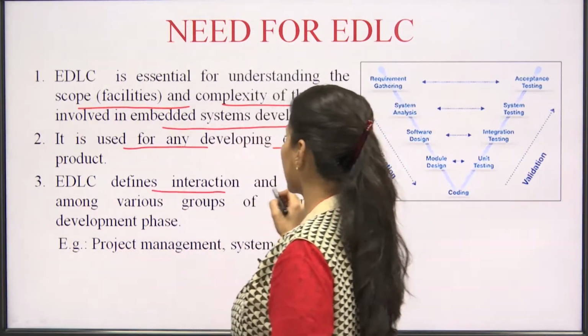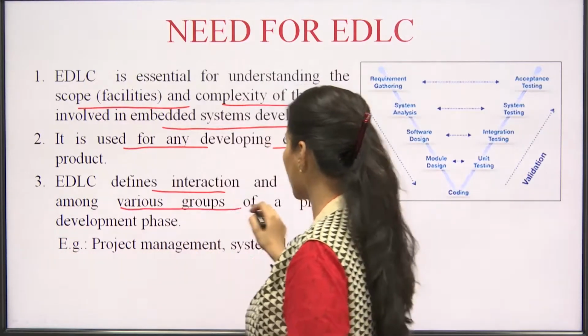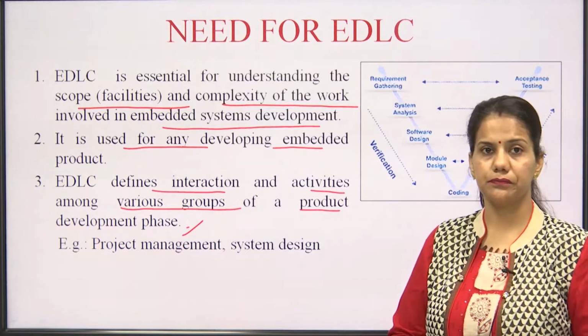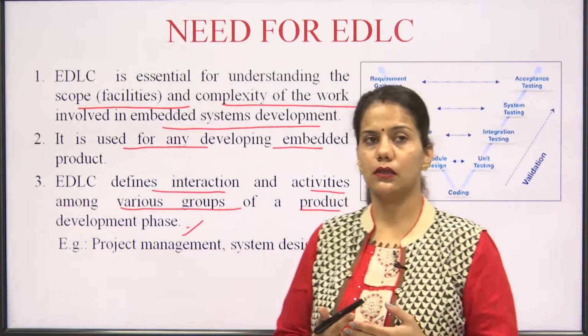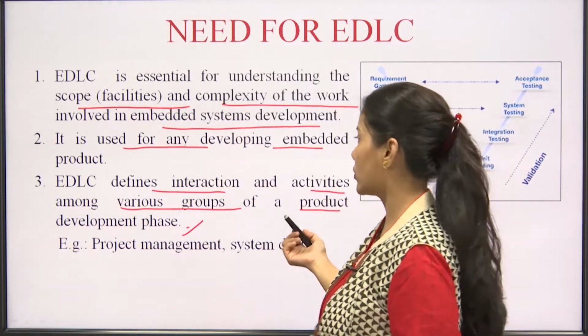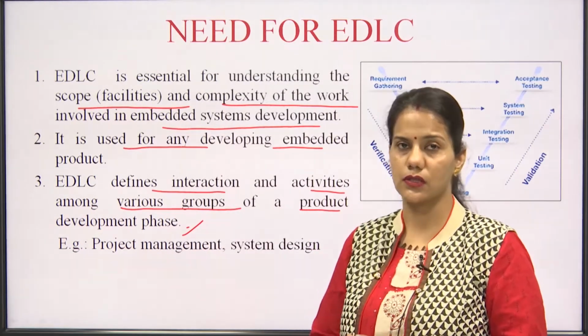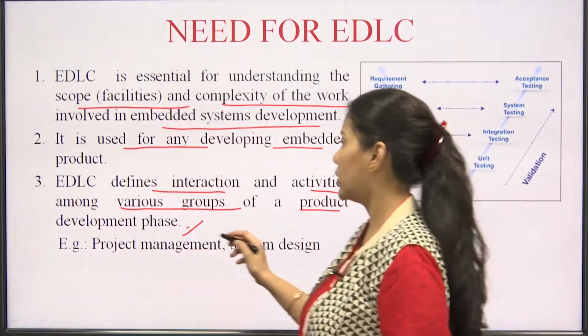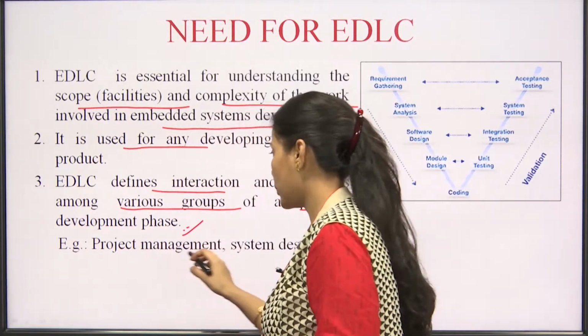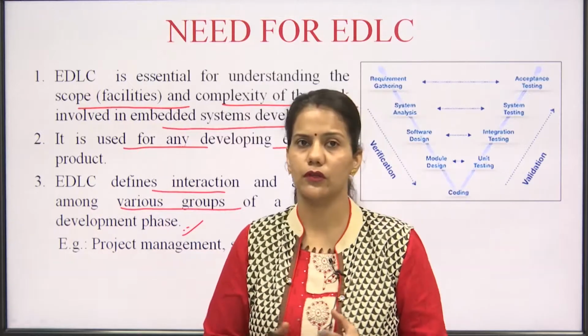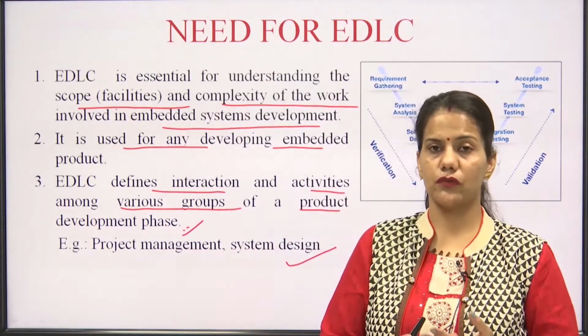EDLC defines interaction and activities among various groups of the product development phase. So, this is what the EDLC talks about. It is basically the interaction and the activities among the various phases, among the various groups of product phases. So, project management and system design are all examples of the different phases which a product goes through.